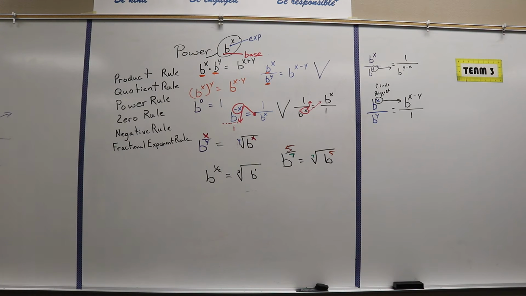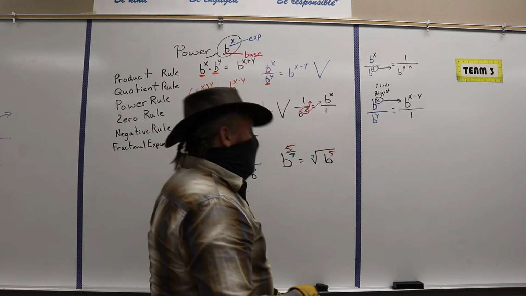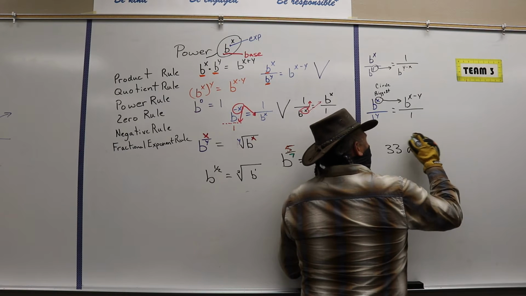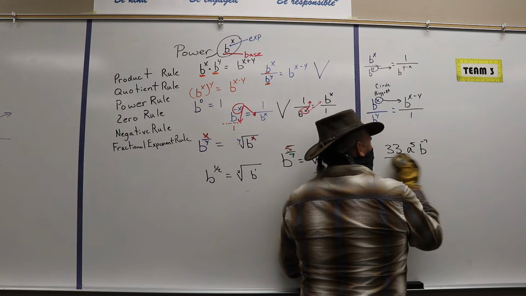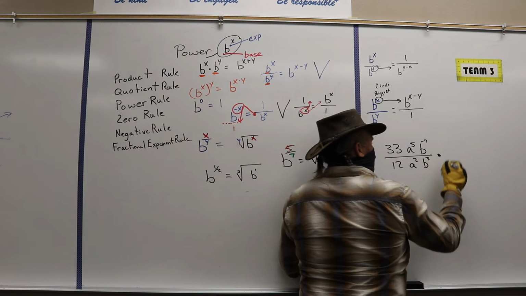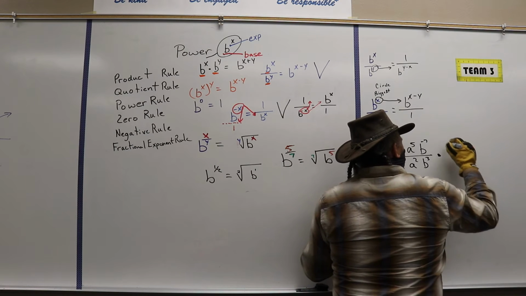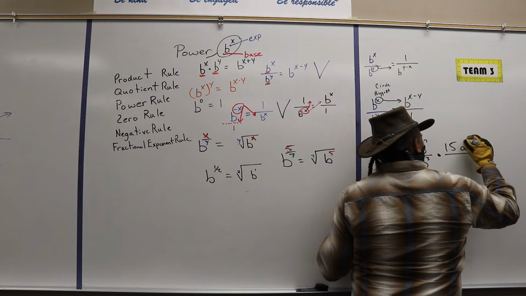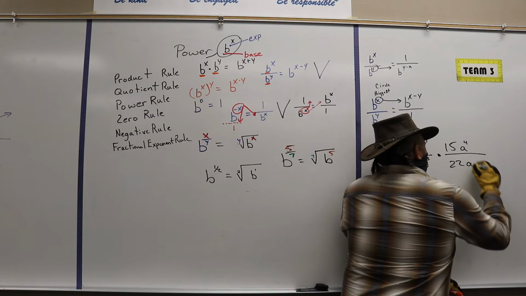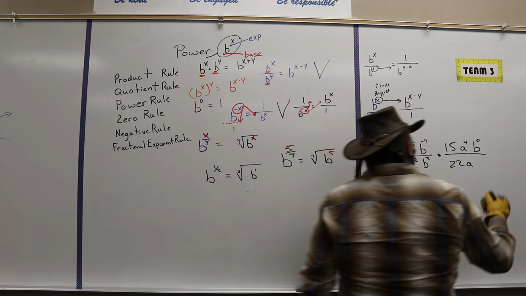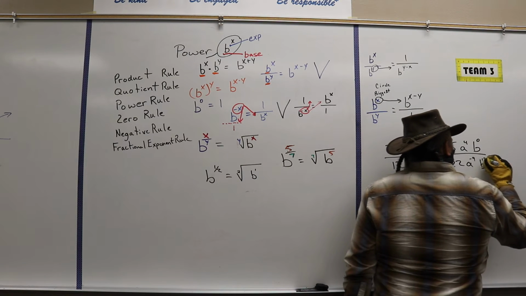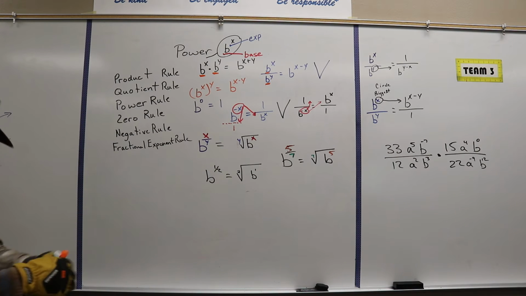Okay? Fun times, right? So a lot of times we have some problems where we're like, hey, what if we have 33 a to the 5th, b to the -7th, all over 12 a squared b cubed, times, let's say, 15 a to the 4th over 22, let's say b to the 0, and then a to the -9, and then b to the 12. Something like this.